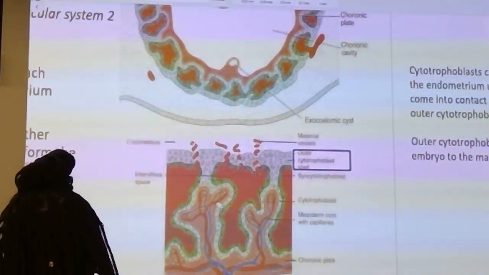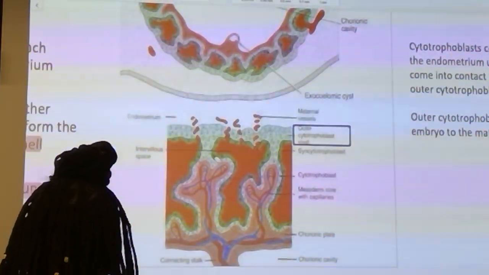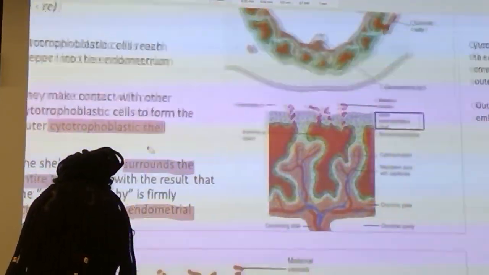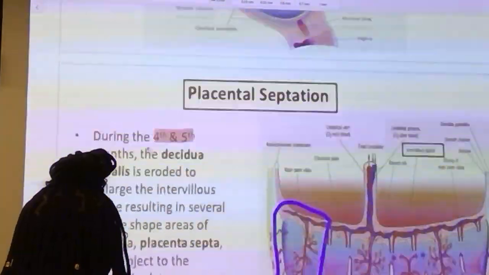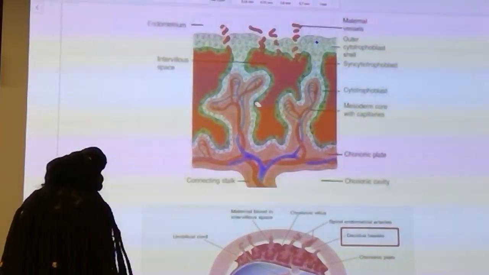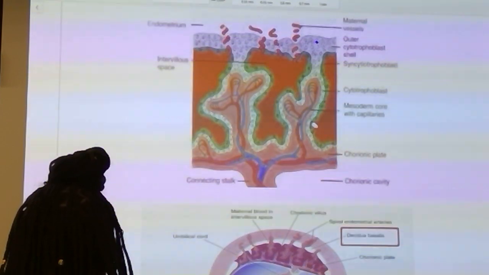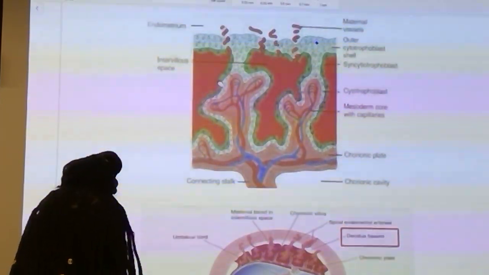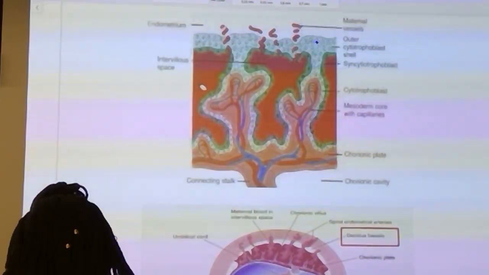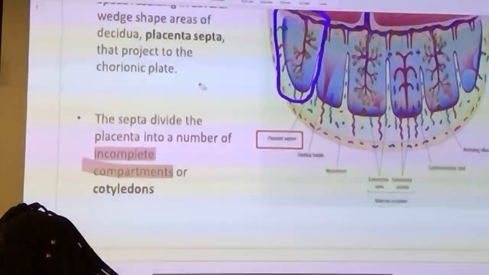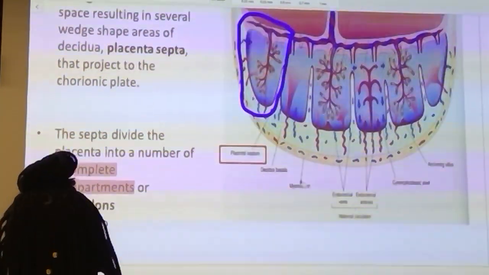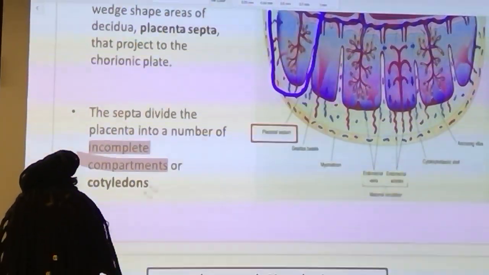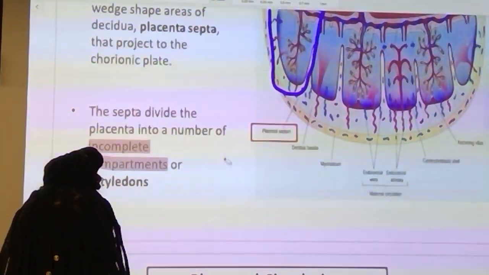So fetal blood is closer to cytotrophoblasts, maternal blood is closer to syncytiotrophoblasts. And just know that fetal and maternal circulation do not mix, so all transport relies on diffusion. And septa are cotyledons. I'm not sure if you have to know this, but you have to check for cotyledons when you deliver the placenta.